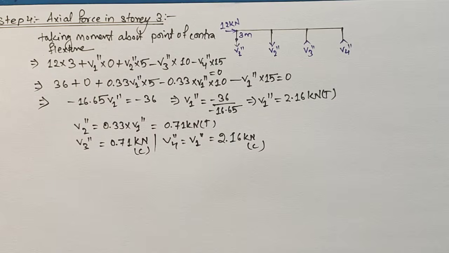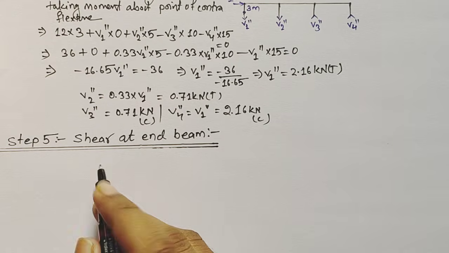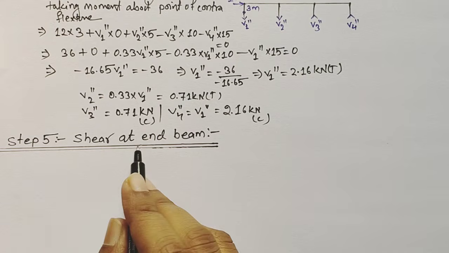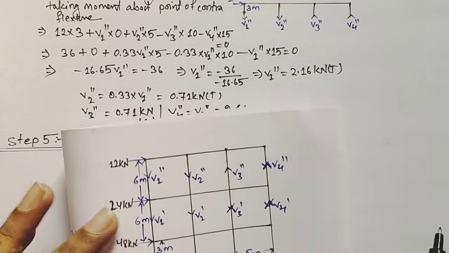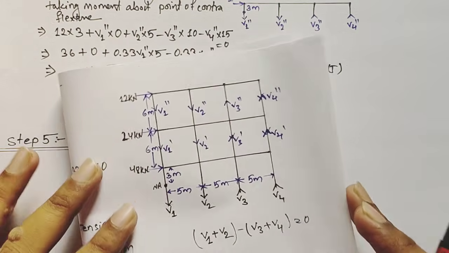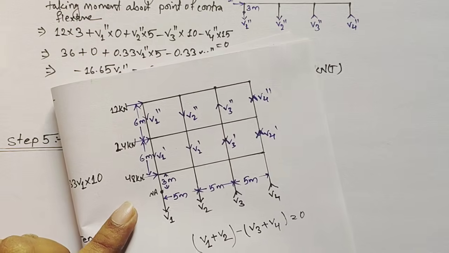Now time to move toward step 5. In step 5, we need to calculate the shear at end beams, and I'm going to use this diagram here. Let me write the naming, then I will use this diagram.